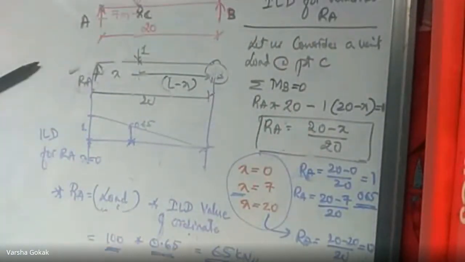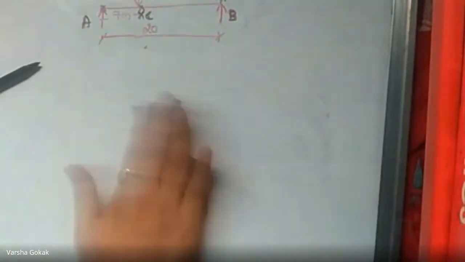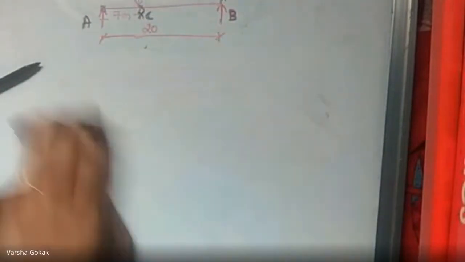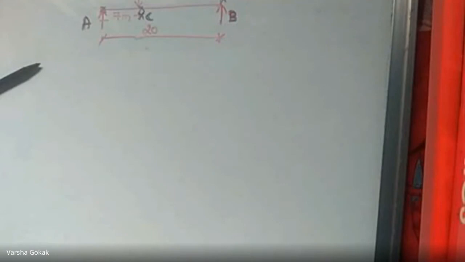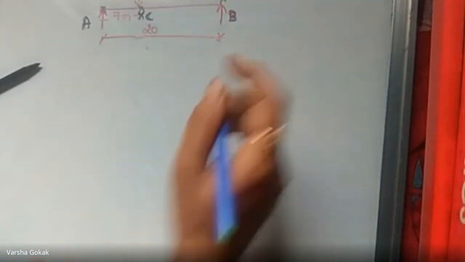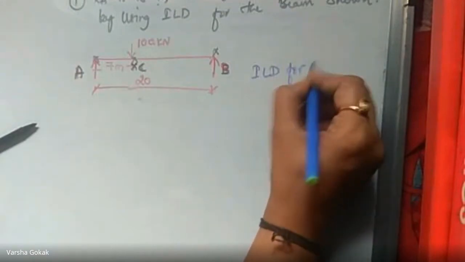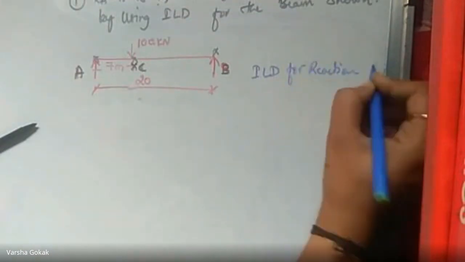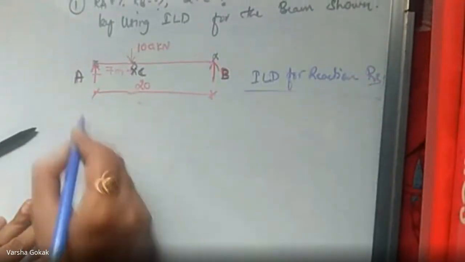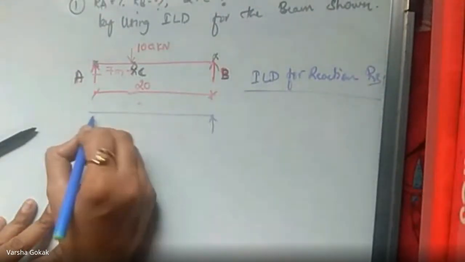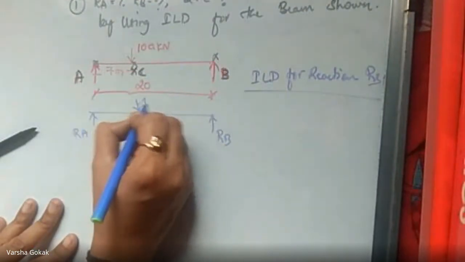On the same lines, let us do for RB. Let's see. So next, this is for RA. We will do for RB. How do we start? We will write it as influence line diagram for reaction at B, RB. So what is your first step? What you will be doing? You will be assuming again that beam, same RA, RB, and this load will be 1.